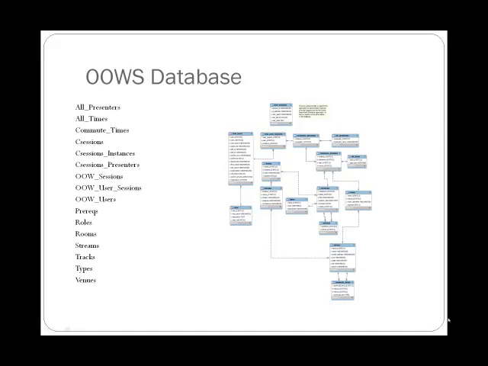The Oracle OpenWorld Scheduler database required 16 tables to support the desired application functionality. The C Sessions Instances table allows the association of a single conference session with multiple start times in the case that a particular conference session is offered multiple times throughout the week, which many are.